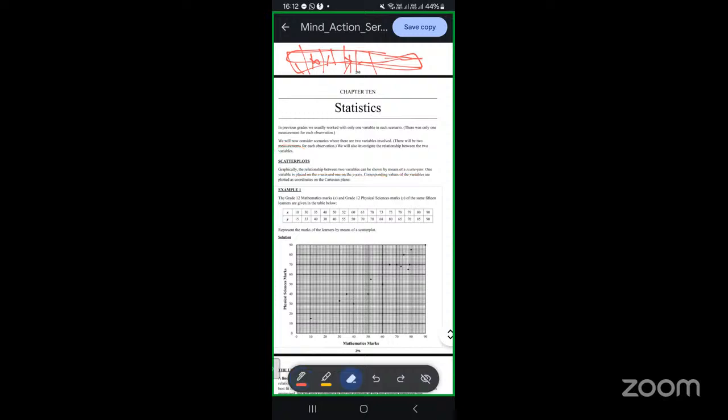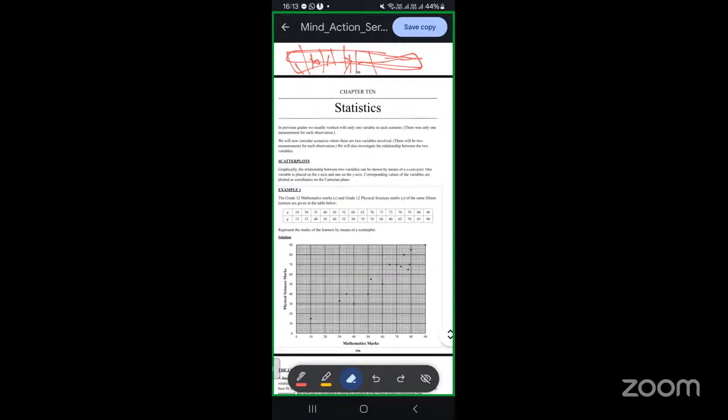Okay, and then one variable is placed on the x-axis, which is the horizontal one we know on the graph, and then the other one is placed on the y-axis, the vertical one. Fine, okay, and then corresponding values of the variable are plotted as coordinates on the Cartesian plane. Therefore, now let's quickly go to this example one that I'm having here on the screen.